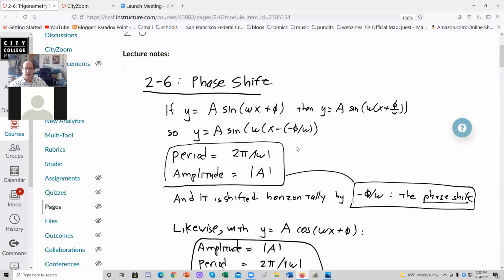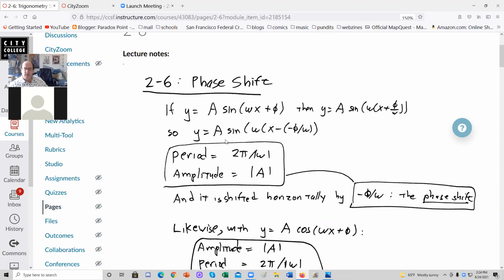Phase shift. Now we have sine x, sine omega x, a sine omega x, but now we have omega x plus phi. This has an effect of shifting the phase of the graph, i.e. moving the graph left or right a bit. We'll rephrase this as y equals a sine omega of x plus phi over omega. All right, this plus is minus and negative. So y equals a sine of omega times x minus negative phi over omega.